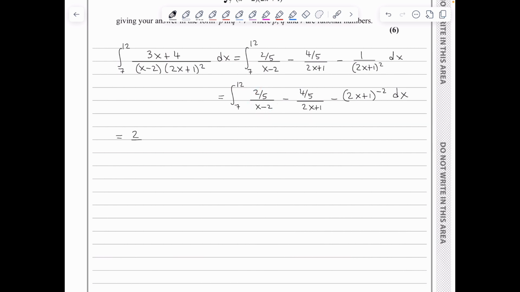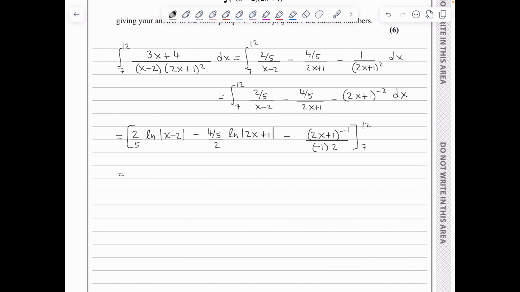So we're looking at 2 over 5. We've got ln of the absolute value of x minus 2, minus 4 over 5 ln of 2x plus 1, and I need to divide by the derivative of 2x plus 1, which is 2, minus 2x plus 1, and I raise the power from negative 2 to negative 1. I divide by the new power and the derivative of the bracket, and this will be from 7 up to 12.